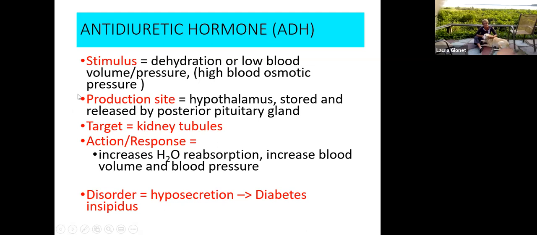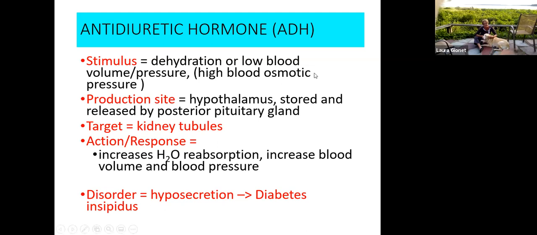Antidiuretic hormone. The stimulus is dehydration or low blood volume, low blood pressure, or perhaps high blood osmotic pressure or increased osmolality of blood. Nursing classes, they love that term, osmolality. Right? So increased osmolality means it's kind of like a hypertonic blood. It's much thicker, and has a high ratio of solute versus solvent. And that's what happens when you're dehydrated, right?